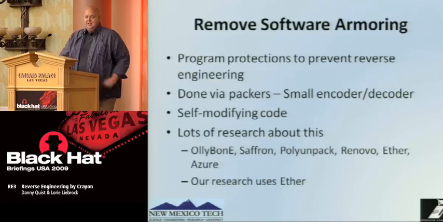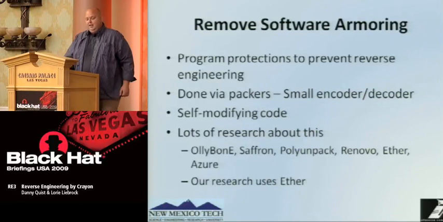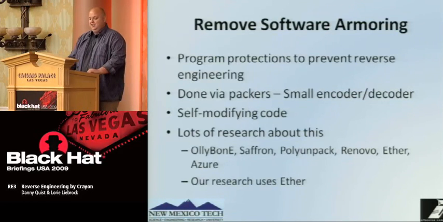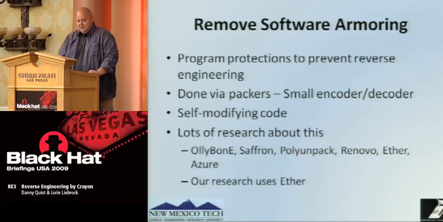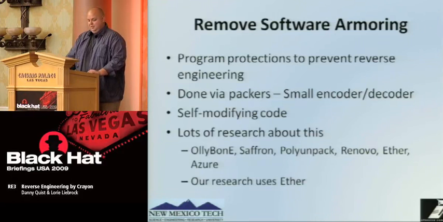Okay, so the next one is removing software armoring. So these are just protections to either make the program smaller or more likely prevent reverse engineering. These are done via packers, typically, which are just small self-modifying programs that encode or decode information. There's been a lot of research on this. Some big ones: Ollybone by Joe Stewart, Saffron, which I talked about in 2007, PolyUnpack, Renovo, Ether, and Azure. This research here is going to be using Ether.